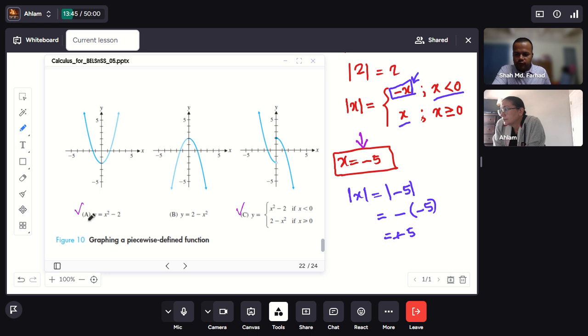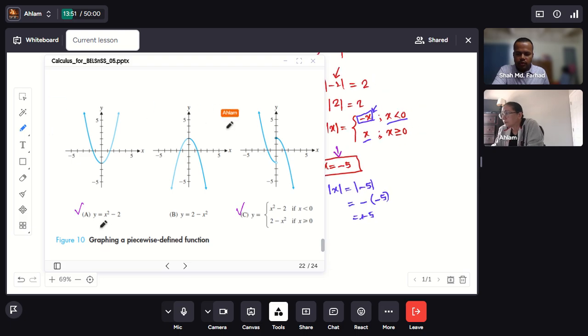Here is the one, y equals x squared minus 2. What are we getting here? The graph of this function is this. What is the domain of this function? That is -infinity to +infinity. But how can we define that the domain of this function is negative infinity to positive infinity? If you look at the arrow sign here.